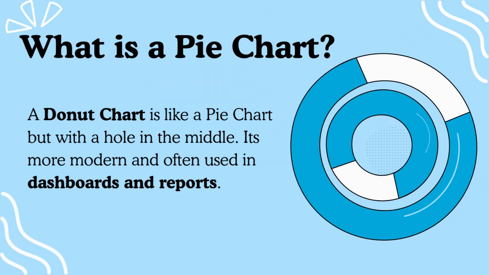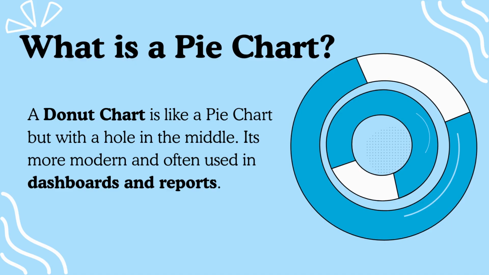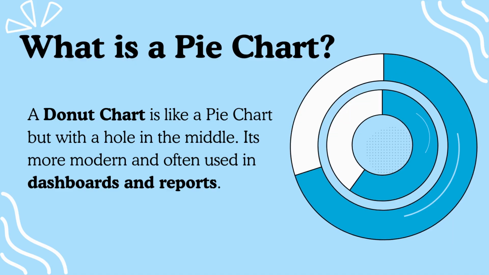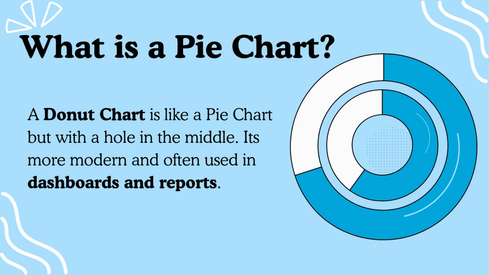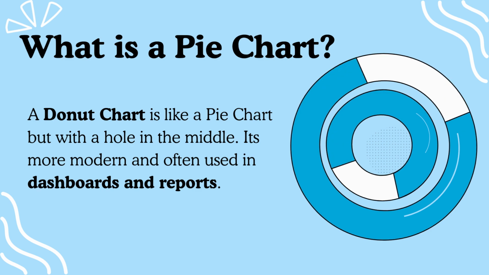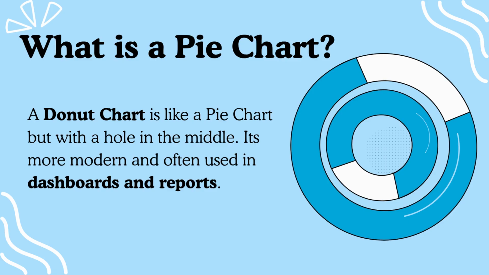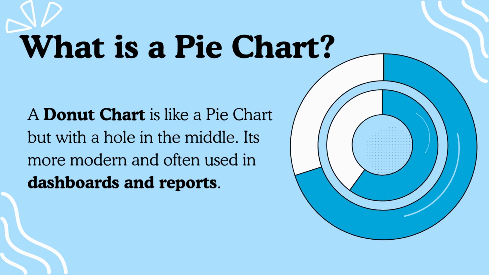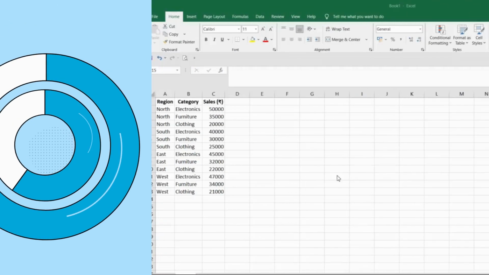A donut chart is like a pie chart, but with a hole in the middle. It's more modern and often used in dashboards and reports. You can also add a number or label in the center hole, making it perfect for executive summaries or KPIs. It solves the problem of clutter and makes better use of space, especially when formatted cleanly.